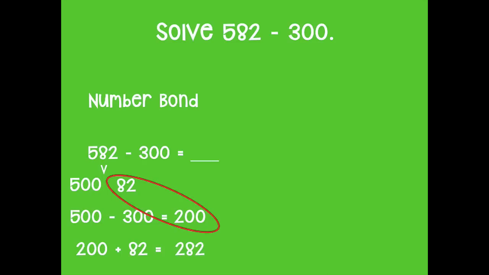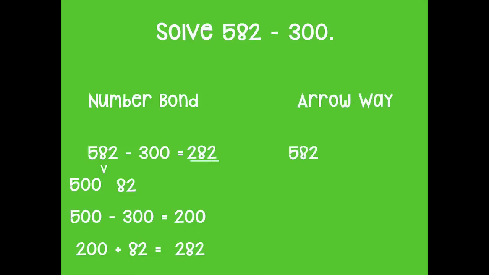So being able to break apart these numbers this way, you might be doing this in your head. Some of you might not need to write down these steps with the number bond and the arrow way, and that's okay. If these are things that you can use mental math for, that's absolutely fine. You're able to see those connections. All right, so let's look at the arrow way. So we have 582.